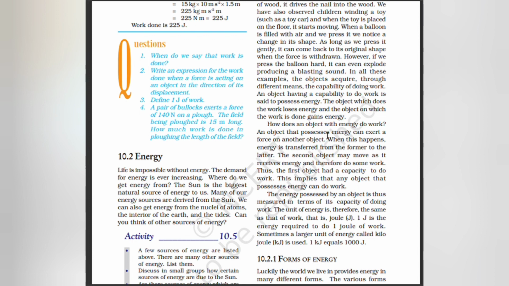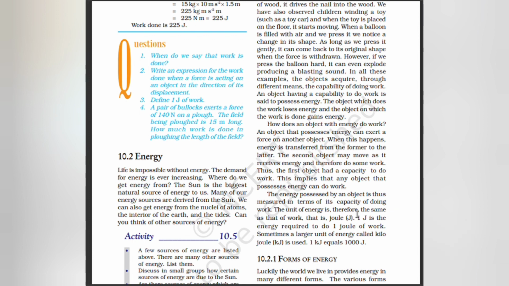An object that possesses energy can exert a force on another object. When this happens, energy is transferred from the former to the latter. The second object may move as it receives energy and therefore do some work. Thus, the first object has a capacity to do work. This implies that any object that possesses energy can do work. Energy possessed by an object is thus measured in terms of the capacity of doing work.